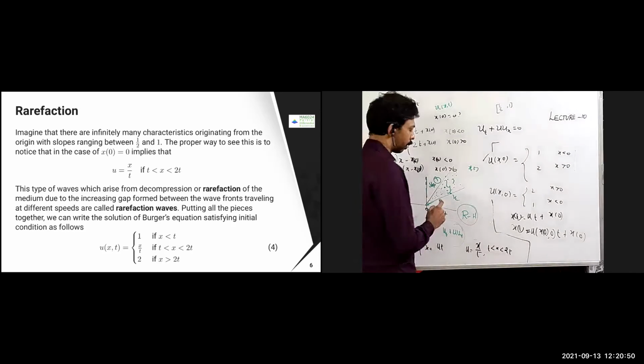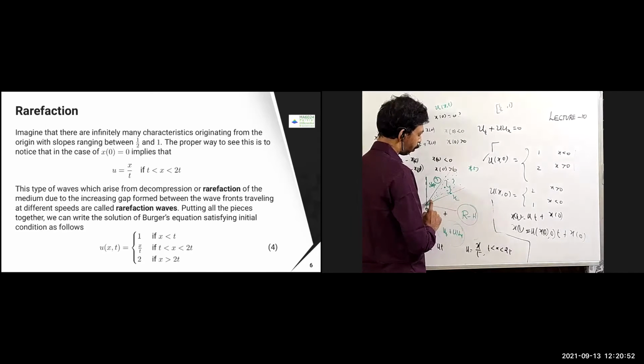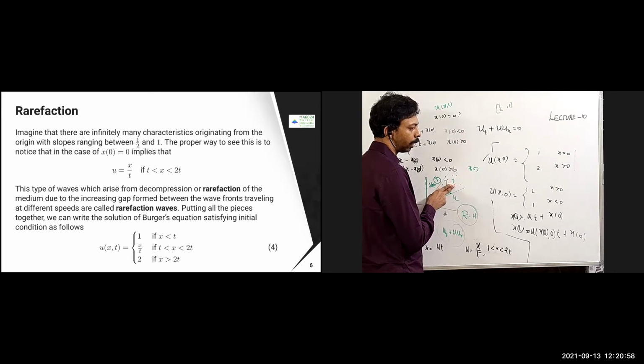This is because the waves are traveling at different speeds. Two waves are traveling at different speeds. In between, there is a gap which we are filling. So this phenomenon, this increasing gap formed between these two, which you are filling, this third phenomenon is called rarefaction.